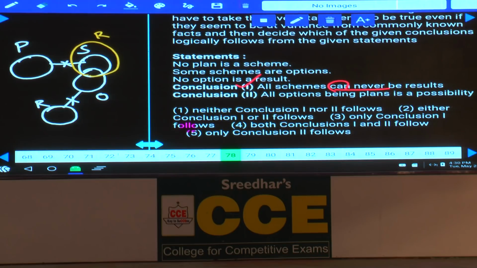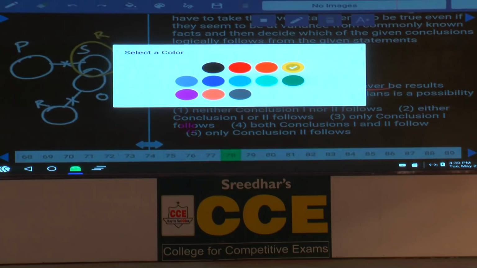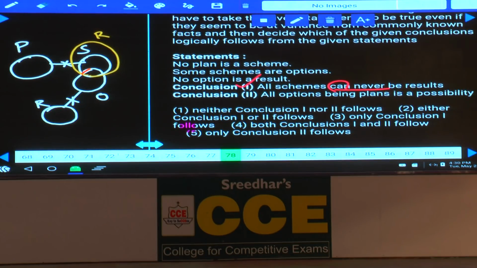Then coming to the second, all options are plans is a possibility. All options are plans means all these options are plans. Is it possible here? No, because in order to make this one possible, your plans should be like this. If you draw plans like this, then "no plan is scheme" is not true. So this statement is also not possible.